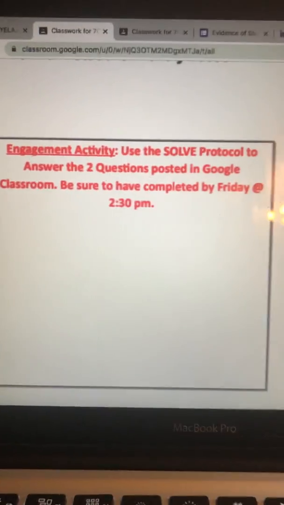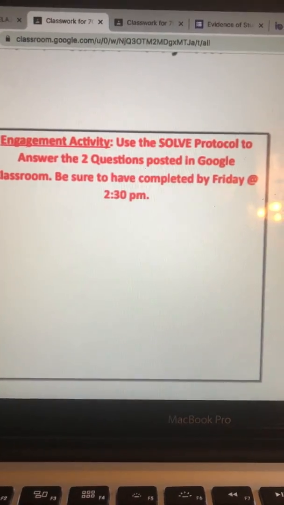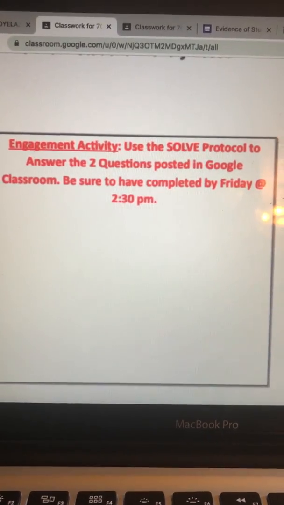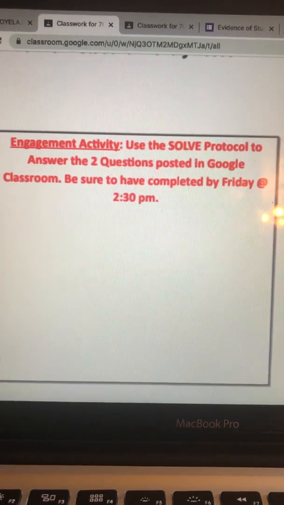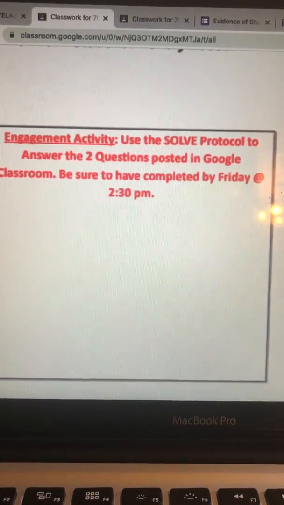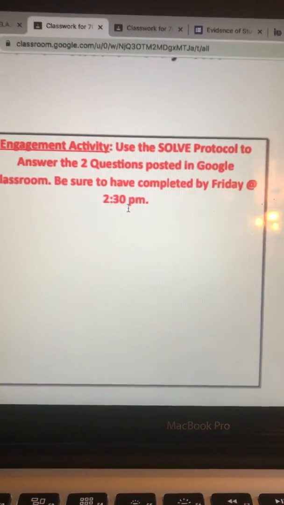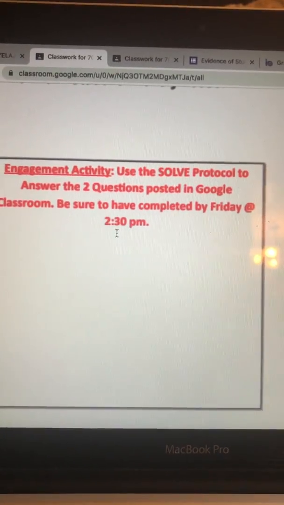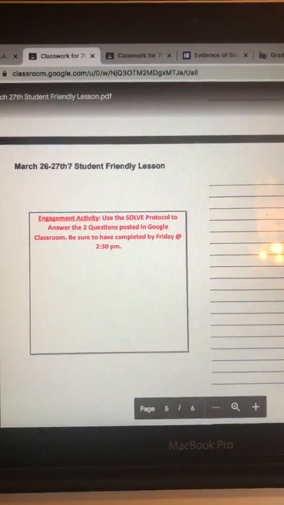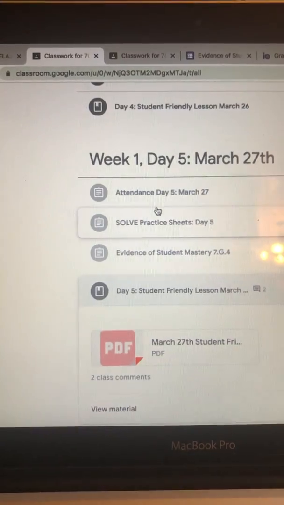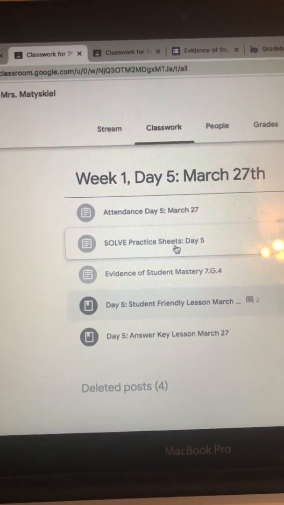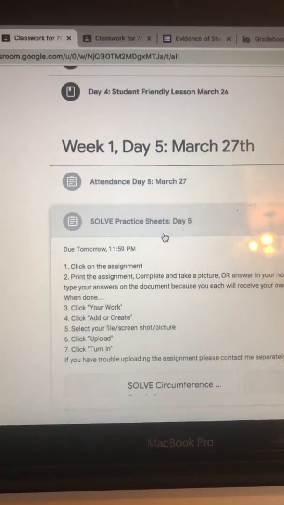And then today we are asking you to do 2 questions using the solve strategy, and they're posted on Google Classroom. It says to have them completed by 2:30, but I think we're allowing them to be submitted later on. So I just want to clarify this because I feel like this was a little confusing for some students. So here are your solve practice sheets for day 5.